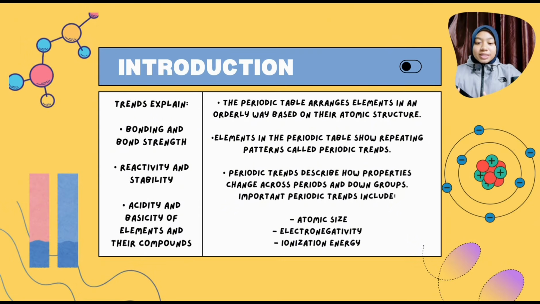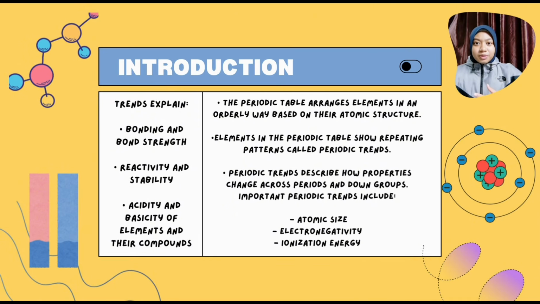When scientists arranged these elements, they discovered something interesting. They found that the properties of the elements do not change randomly. Instead, they change in a pattern. These repeating patterns are called periodic trends. Periodic trends help us understand how atoms behave.